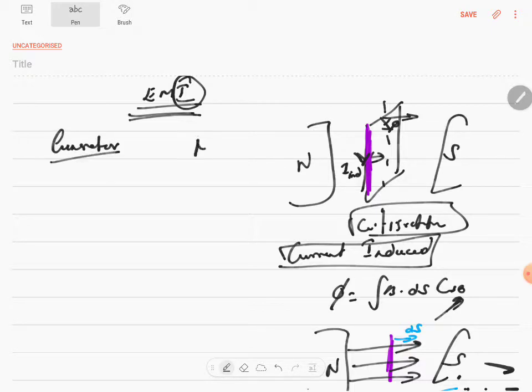We have learnt about the motor. The motor was purely based on Fleming's left hand rule, where in a motor electrical energy gets converted into mechanical energy, and the water starts pumping up. That's based on Fleming's left hand rule. Whereas here, a generator is about mechanical energy getting converted into electrical energy.